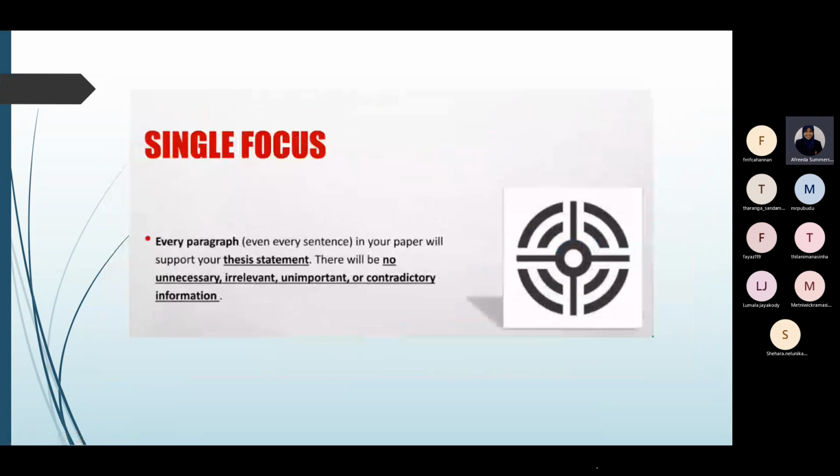Clear point of view, right? Now, for example, single focus. In every paragraph, your paper should support your thesis statement. So here, it is not a thesis. What you are doing here is actually a report, right? A thesis is basically where you do research. You are not doing research, you are doing a report. You read what other people have done and you summarize it.